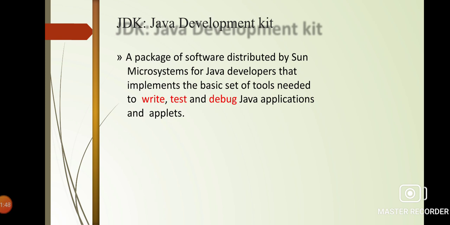JDK is the Java Development Kit. It is a package of software distributed by Sun Microsystems for Java developers that implements the basic set of tools needed to write, test, and debug Java applications and applets.